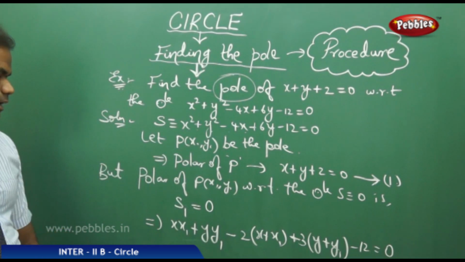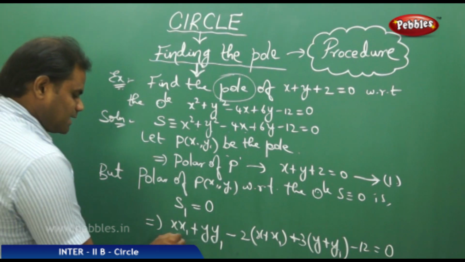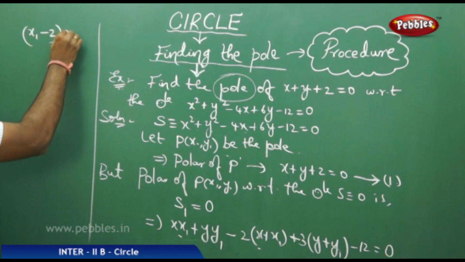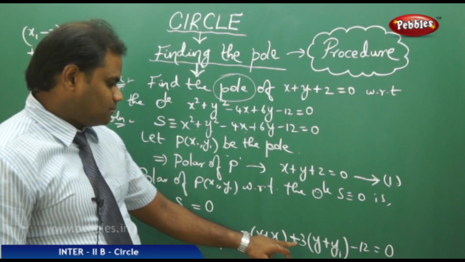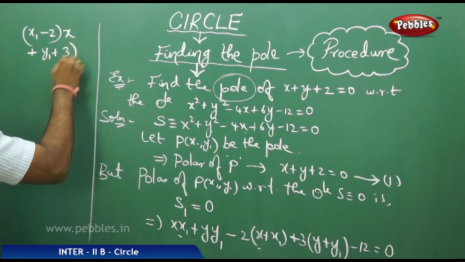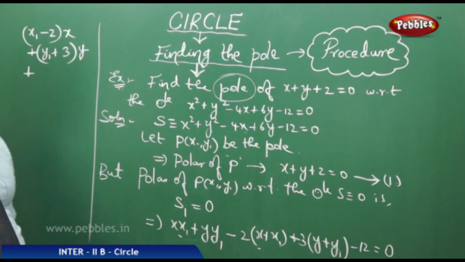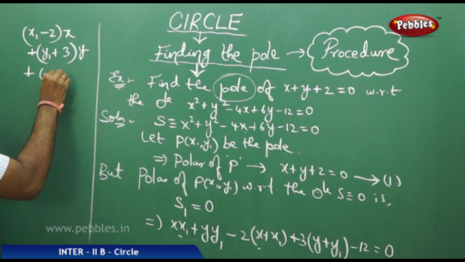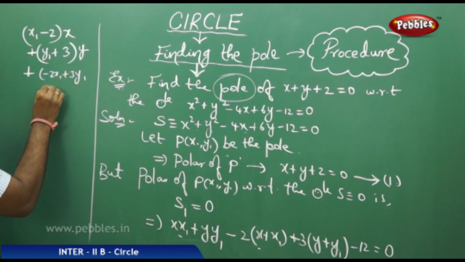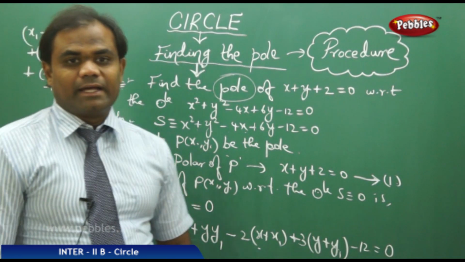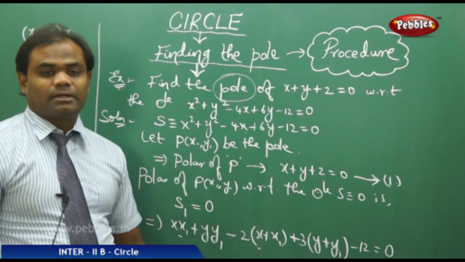So this I want to simplify in the form of x and y, where this x term and this x term are taken common, so that x1 minus 2 of x, this can be simplified as x1 minus 2 of x plus y1 plus 3 of y plus next minus 2x1 plus 3y1 minus 2l equals 0. This is how I get the polar of P x1 y1 with respect to the circle.